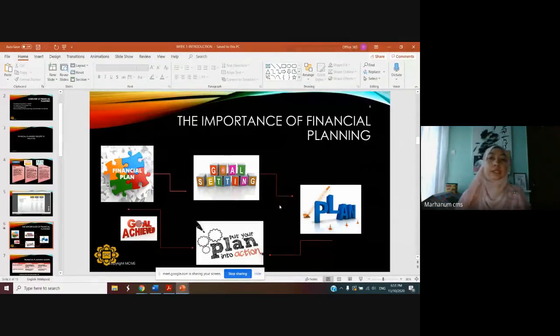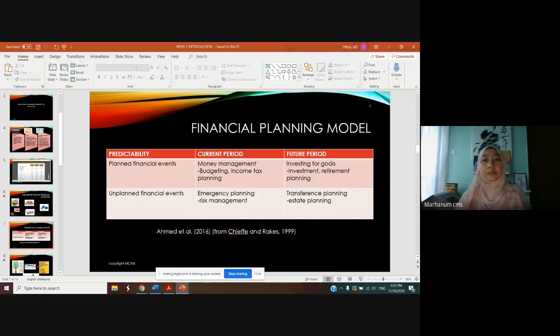So the goal here is Islamic financial planning has a different goal from conventional financial planning. Financial planning model: plan financial events, and then current period money management and future period investing for goals. It's easy. So plan financial events now at the current period, so we need to manage money. How to manage money? By budgeting and income tax planning. And then in future, we need to set up investment goals, investment and retirement planning. Meaning that this financial planning caters for what we should do now, and in future what we should do.